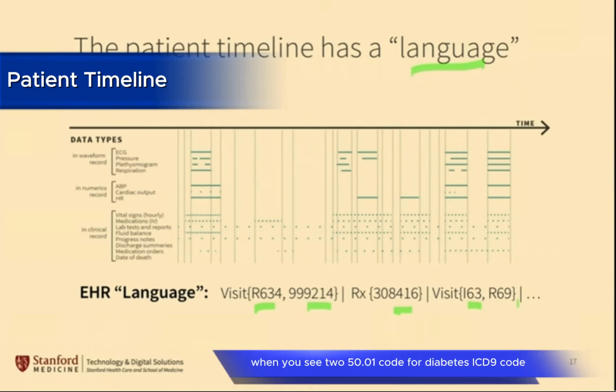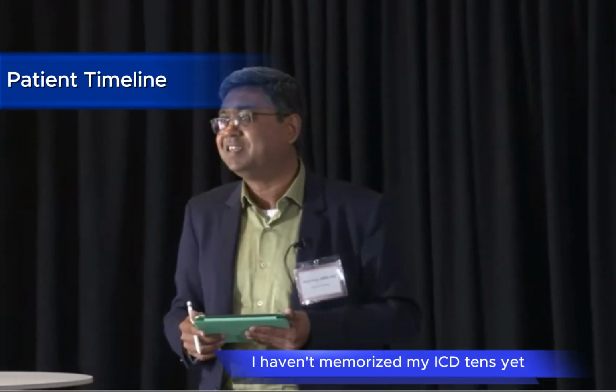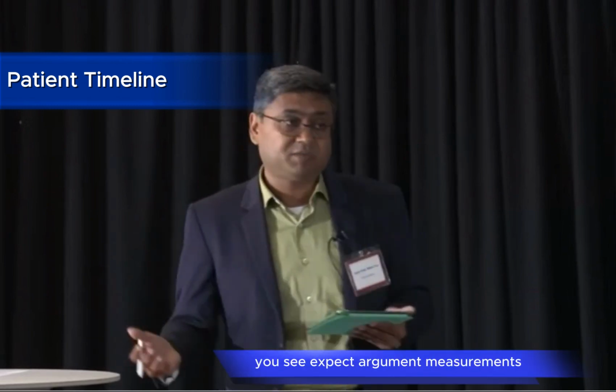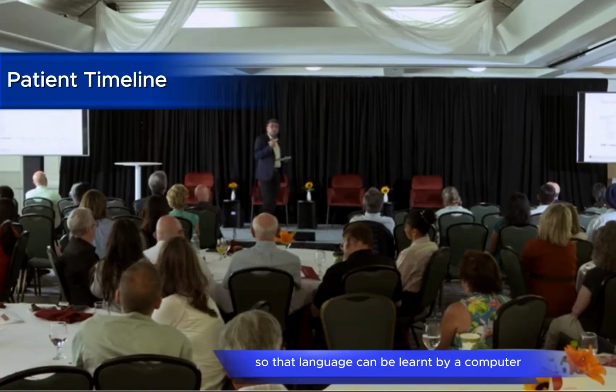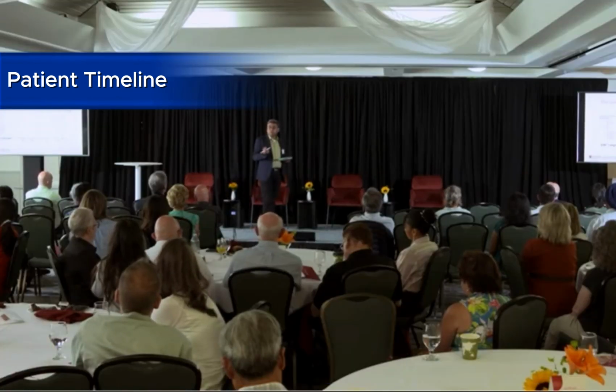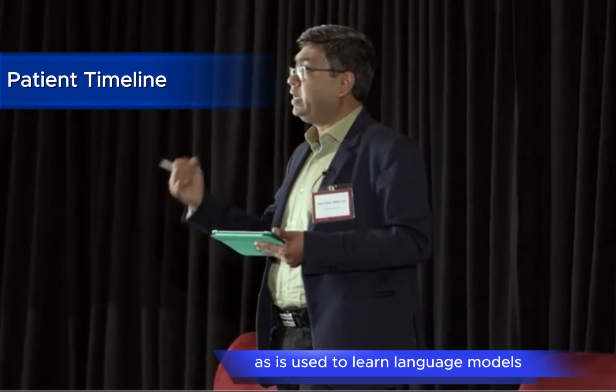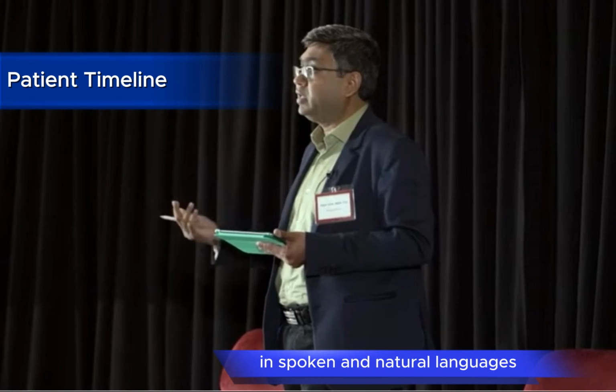When you see 250.01, code for diabetes, ICD-9 code, I haven't memorized my ICD-10s yet, you expect to see metformin later. You expect to see glucose measurements in the blood and perhaps even the urine. You expect albumin measurements. So that language can be learned by a computer using the exact same technology as is used to learn language models in spoken and natural languages.